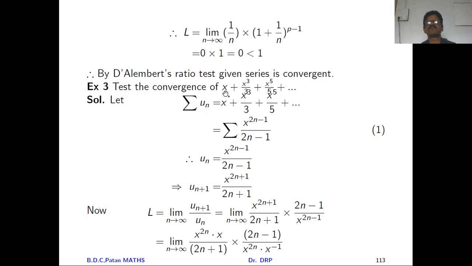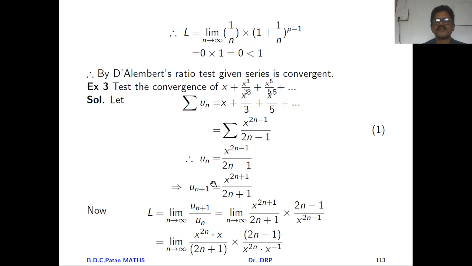Test the convergence of x plus x cube upon 3 plus x raised to 5 upon 5 plus so on. So first we will denote this given series by summation un, and summation un we can write as x plus x cubed by 3 plus x raised to 5 upon 5 plus so on. Here, if you consider the nth term of the right hand side, you will get x raised to 2n minus 1 divided by 2n minus 1. So un equals x to the power 2n minus 1 divided by 2n minus 1.